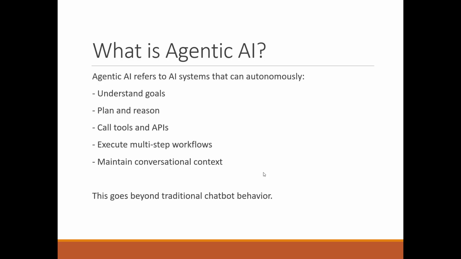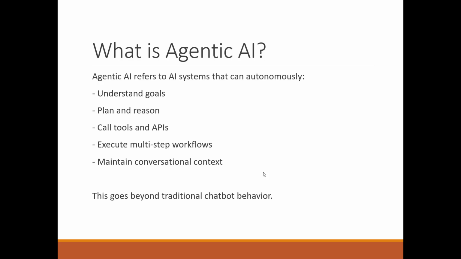Agentic AI refers to an AI system that autonomously understands goals, plans and reasons, and calls tools and APIs. With agentic AI, we need to set some goals. There might be some data provided to it, and accordingly it will give the plan or the reasoning on that, and it can also integrate with APIs or call multiple tools, and it has a full-fledged workflow available in it.